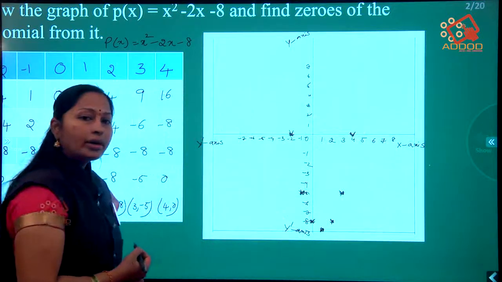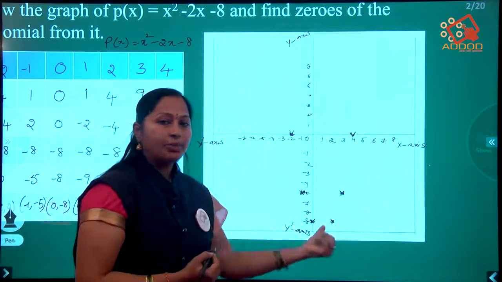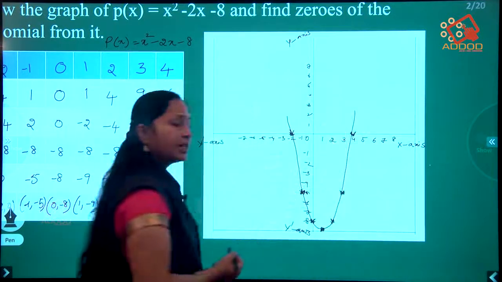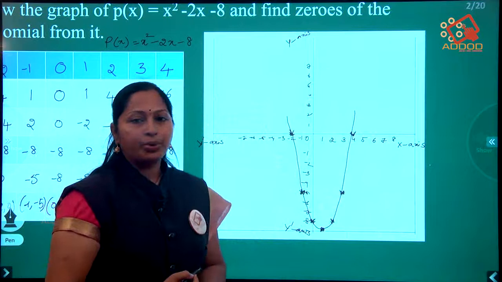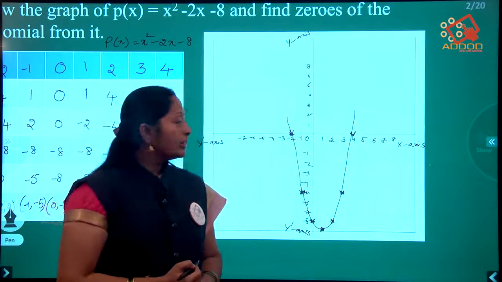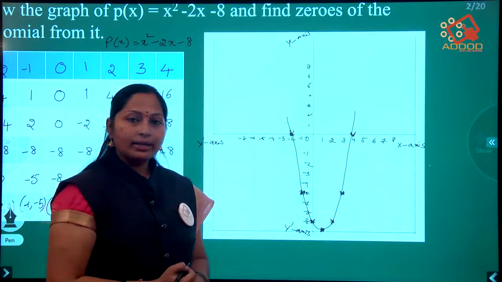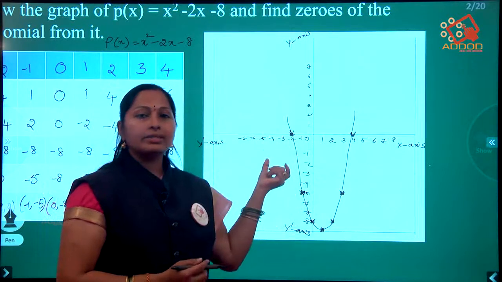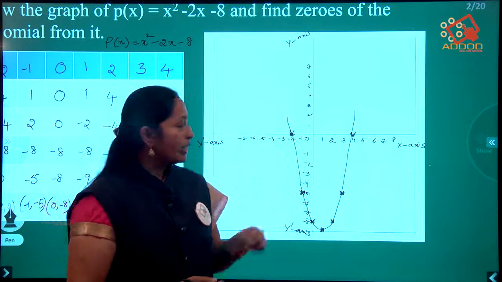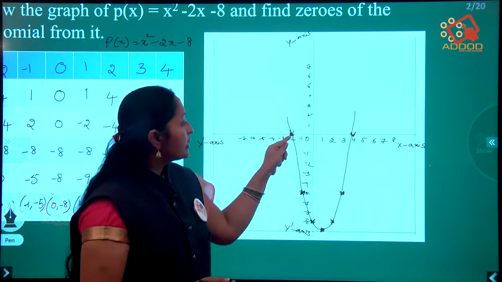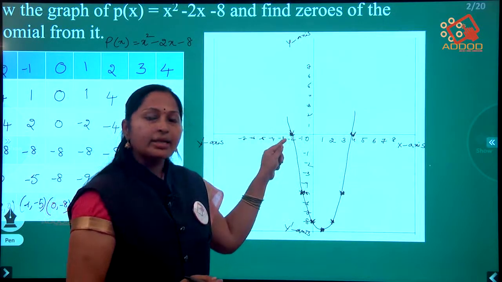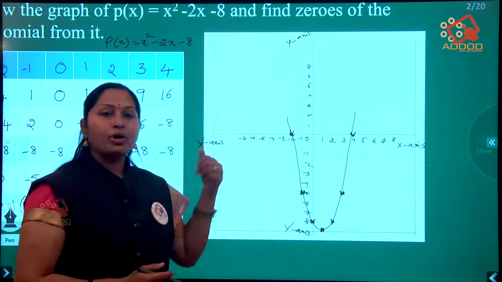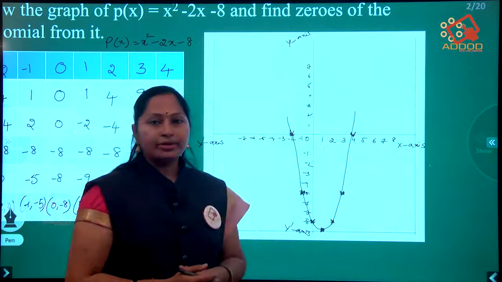So now draw a curve by connecting all these points. We'll get one nice parabola. Now the zeros of this polynomial are wherever this curve intersects the x-axis. When you observe, this curve is intersecting the x-axis at minus 2 and here 4. Therefore, the zeros of this given polynomial are minus 2 and 4.